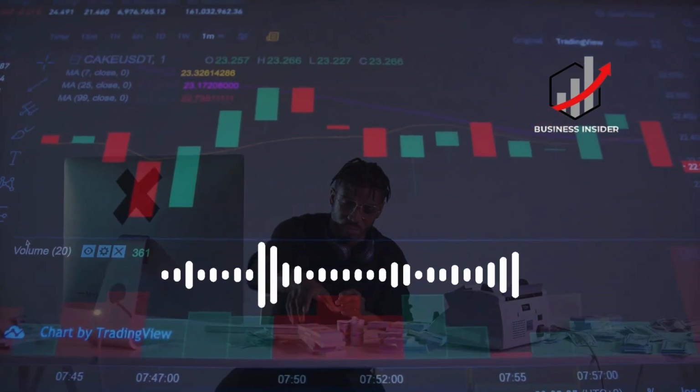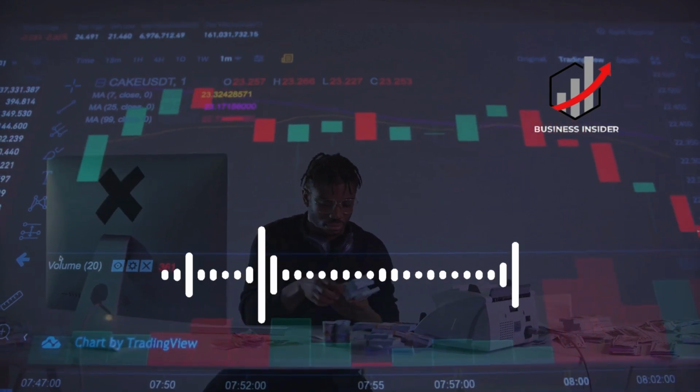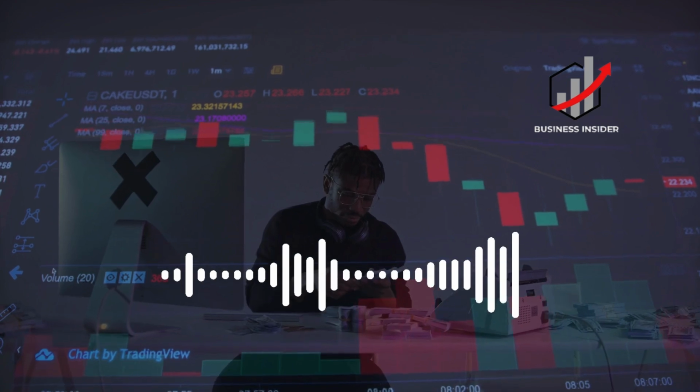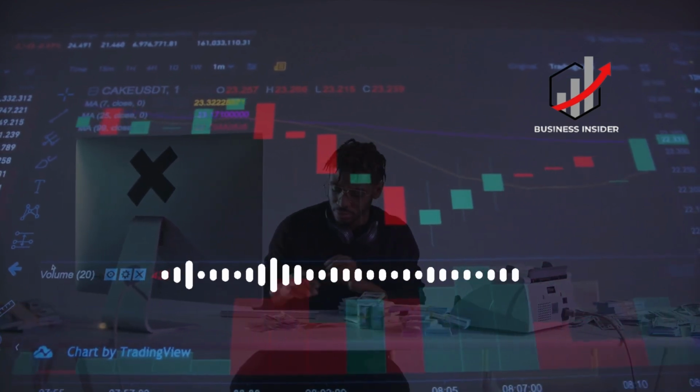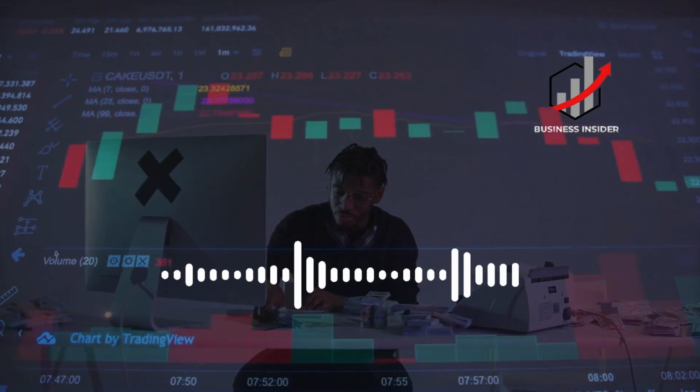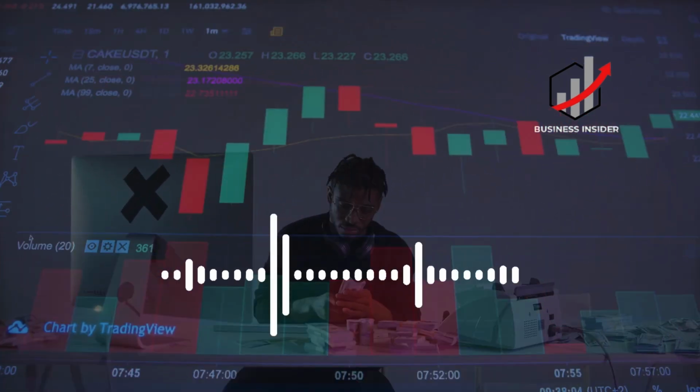Okay, so imagine this. A basketball coach sends their team out to play without knowing who their opponent is. Oh, wow. Talk about a mismatch. Yeah, that's not good. And trading without understanding the market environment is equally clueless. You need to know what you're up against.